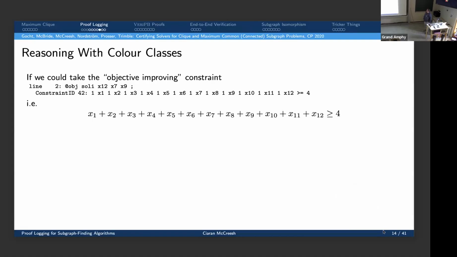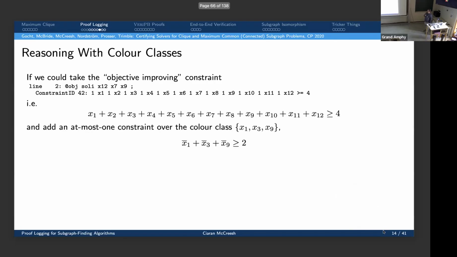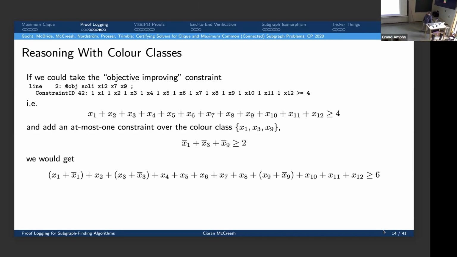So let's think about this. If we take this solution improving constraint, so we're saying we have to get at least 4 vertices out of here. And suppose we could magic in an at most 1 color constraint over this color class. So I want to say you can take at most 1 of 1, 3, and 9. So I'm saying at least 2 of the 3 have to be false. And suppose we could add these together. What would we get? Well, we'd get x1 plus not x1 plus x2 plus x3 plus not x3 and so on. It's greater than or equal to 6, so 4 plus 2 is 6.